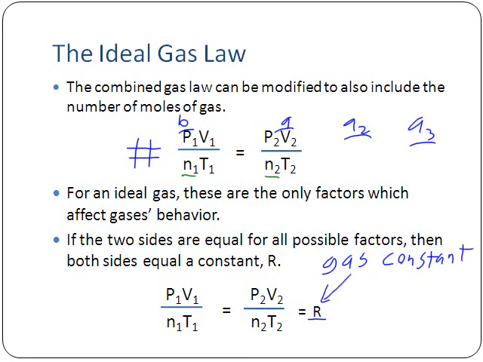And this is true for all gases, for all pressures, all volumes, and all temperatures: P1V1 over N1T1 equals P2V2 over N2T2, or P a trillion V a trillion over N a trillion T a trillion, is equal to R, this one number right here. So let's take a look at what we would do with that and how that becomes useful.